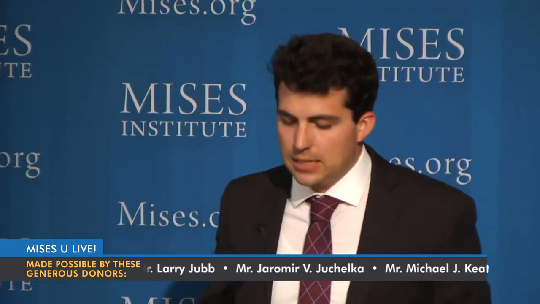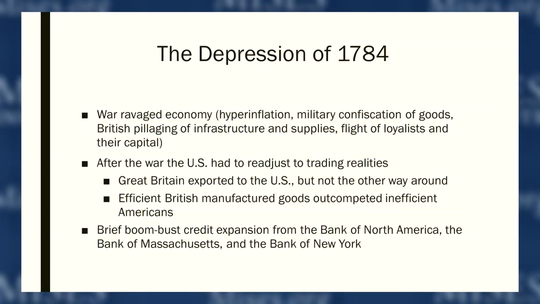So some states defaulted by printing money, basically just paying creditors or the debt holders in depreciated money, saying like, all right, this is what you get, take it or leave it. Others raised taxes, right? And both of these caused problems of their own, as I'll discuss. So this is the year 1784, dot, dot, dot. And, well, what we also have in 1784 is a depression.